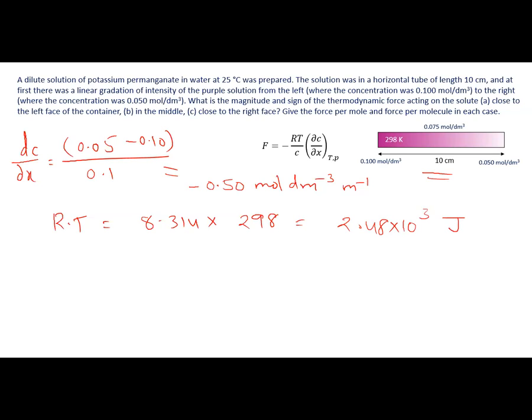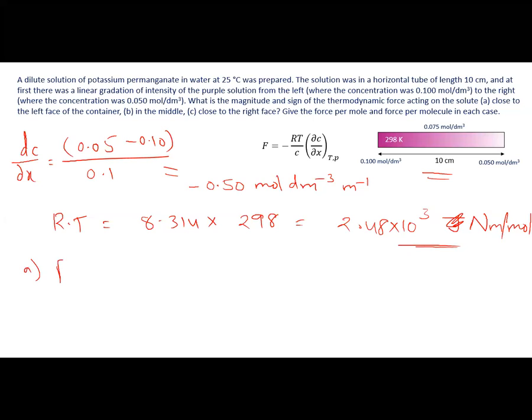It's joule per, oops, you're going to get this as Newton meter per mole. Make sure that you get these units right. So now we know the RT value and the concentration gradient. So we need to calculate the force at the left face of the container first.